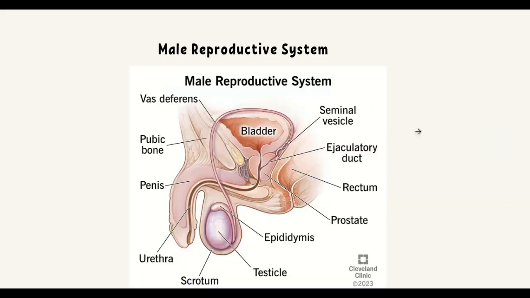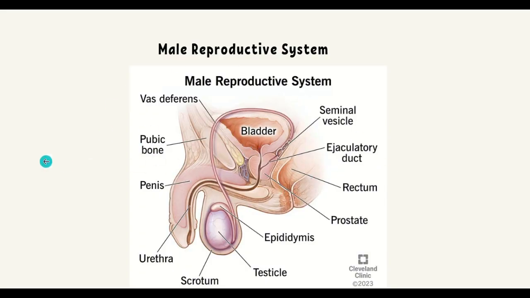Okay, so basically this is the male reproductive system now, and just look at it. So this tube right here is called the vas deferens. You have the pubic bone, which is not really too relevant. Then you have the penis, the urethra here, the scrotum, the testicle, epididymis, the prostate, rectum, and then the ejaculatory duct. So basically, this is the male reproductive system.